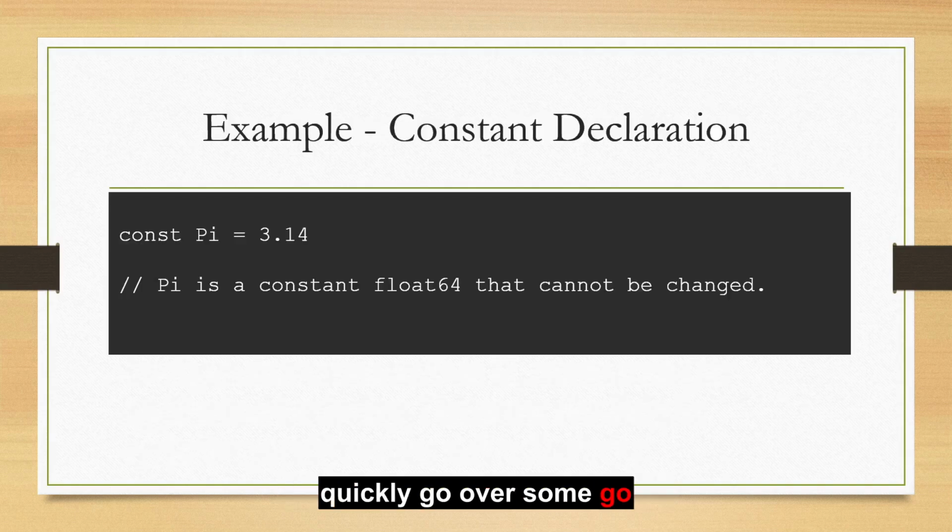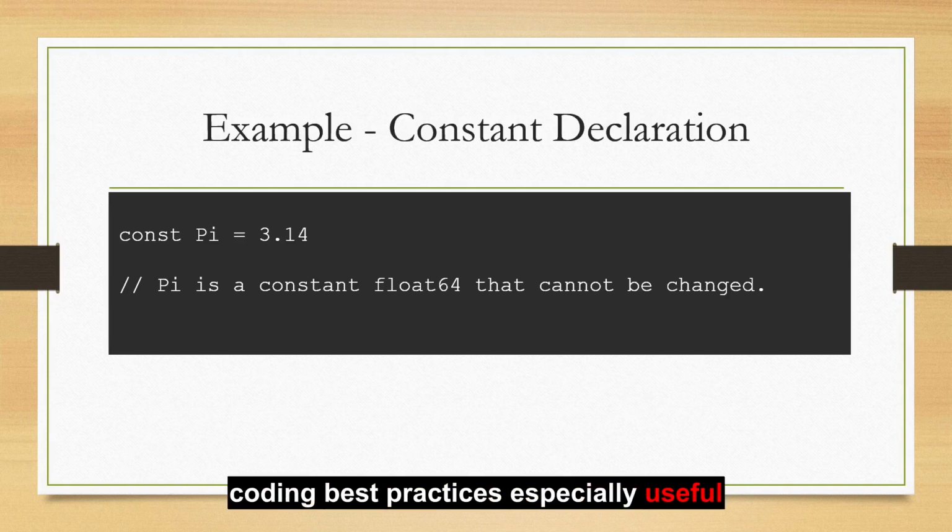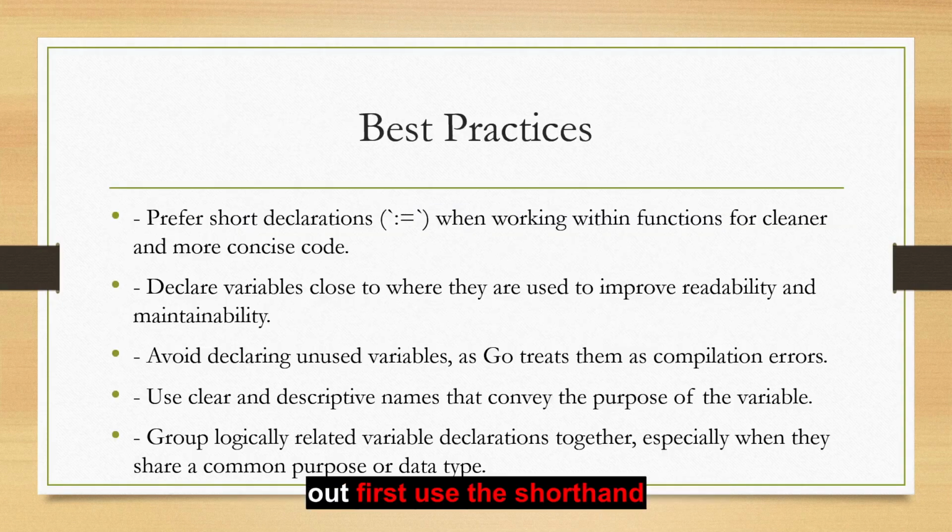Let's quickly go over some Go coding best practices, especially useful if you are just starting out. First, use the shorthand when you are inside a function. It keeps your code short and clean, less typing, same result. Next, declare variables close to where you actually use them. It's like keeping your charger near your desk. It just makes life easier.